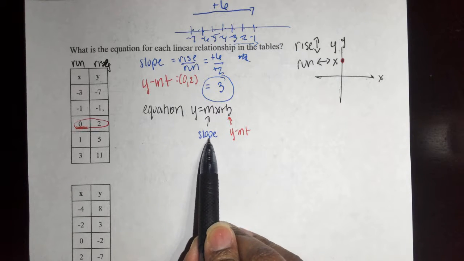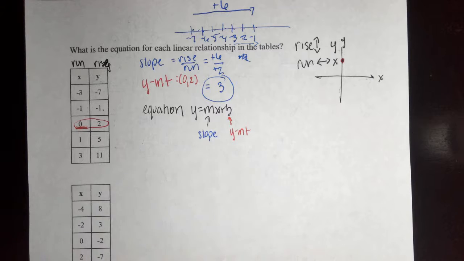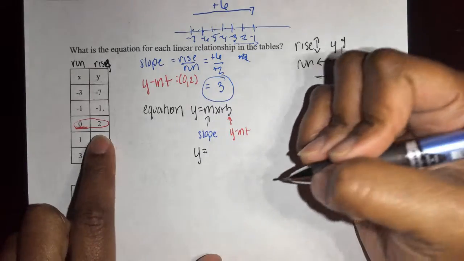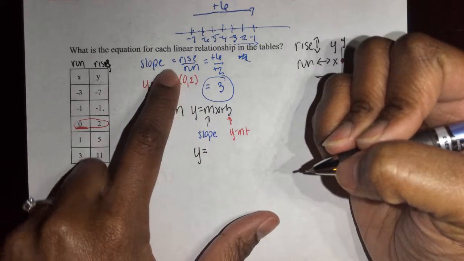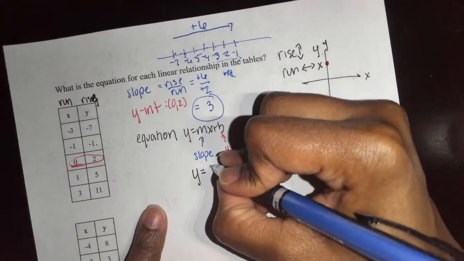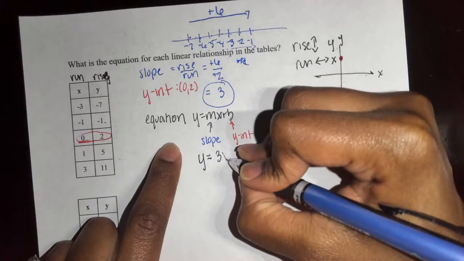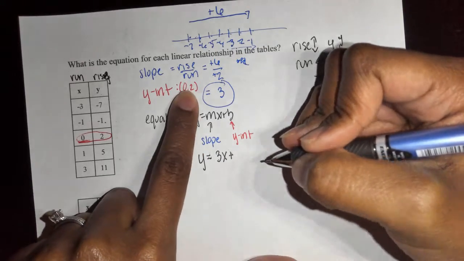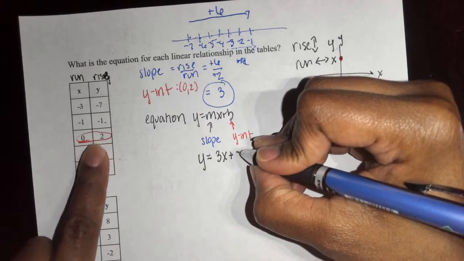We've got our slope and our y-intercept, so now we have all we need to find the equation. We have y equals m, which is our slope, 3, x plus b. b is our y-intercept, which we said is 2.